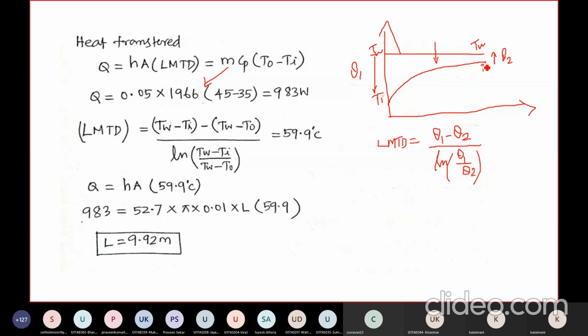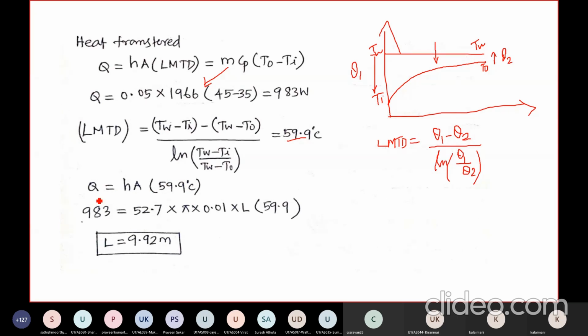The temperature is varying when the fluid flows through the pipes, gradually increasing. Therefore, in order to take an average temperature, I calculate the logarithmic mean temperature difference. The wall temperature is a known value, and the inlet and outlet temperatures of the fluid are all known values. We find out the LMTD value, and from this equation we find Q, where Q is equal to h A into the LMTD value, 59.9 degrees Celsius.